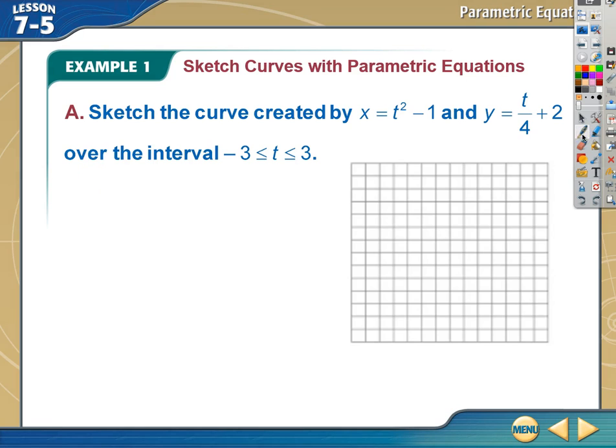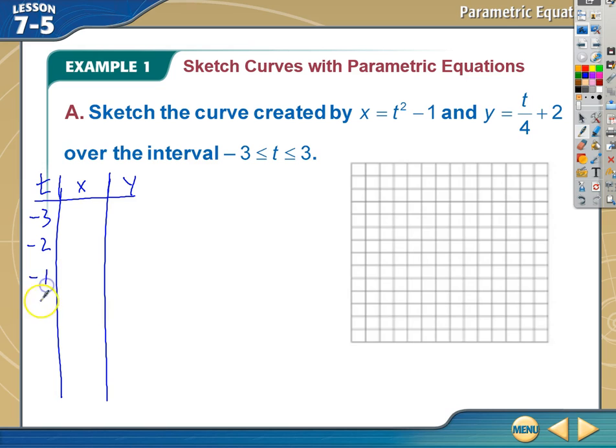So what you've got to do is make a table. Normally we set up an XY table, but this time, we're not just setting up an XY table, we have t. t is our independent variable. And if you notice, t is an independent variable for x, and t is an independent variable for y. So I put my interval in here: -3, -2, -1, 0, 1, 2, 3. And those are the ones I'm going to try and find.